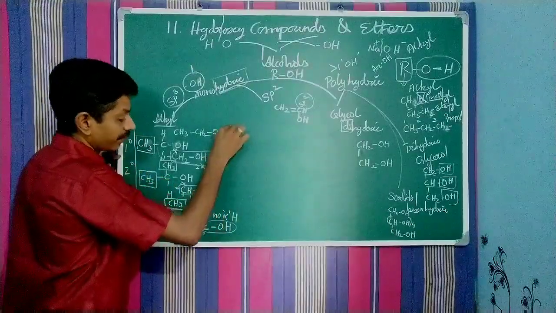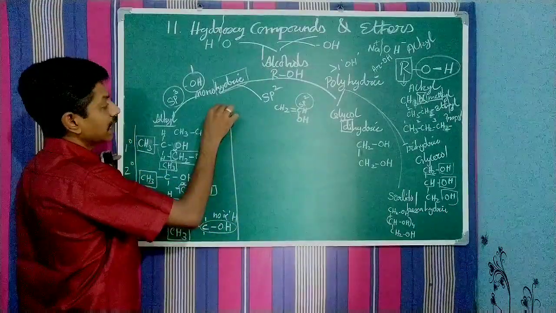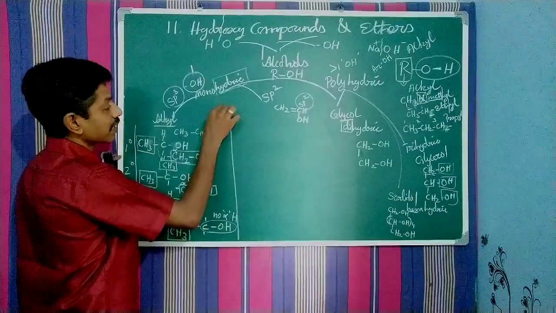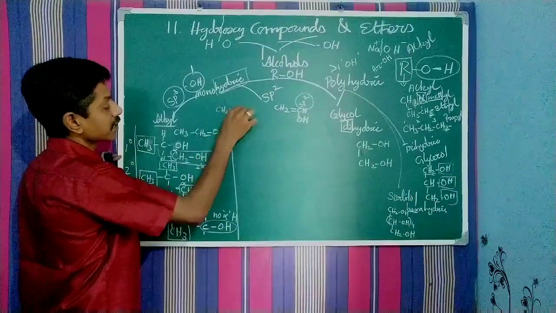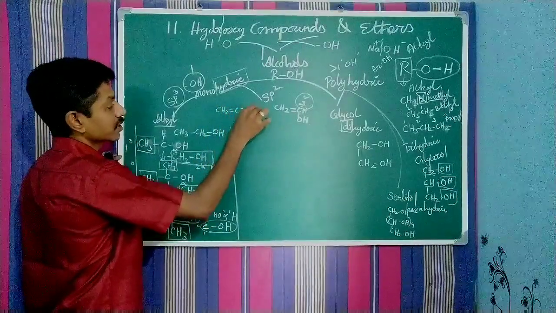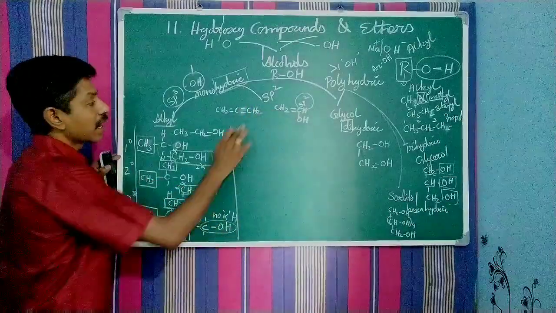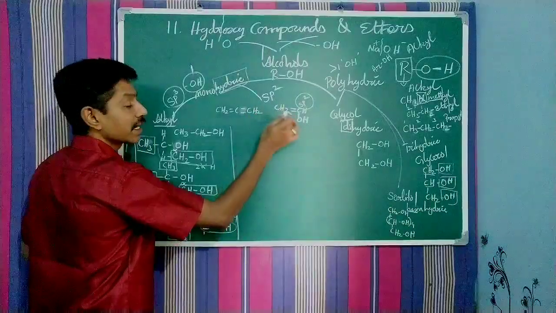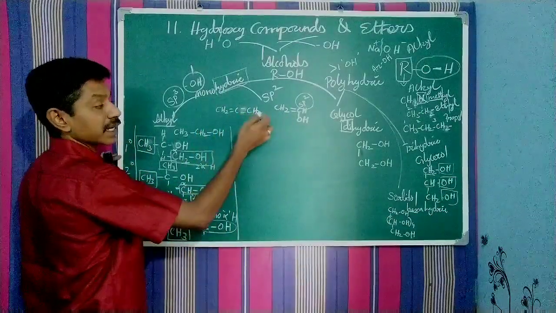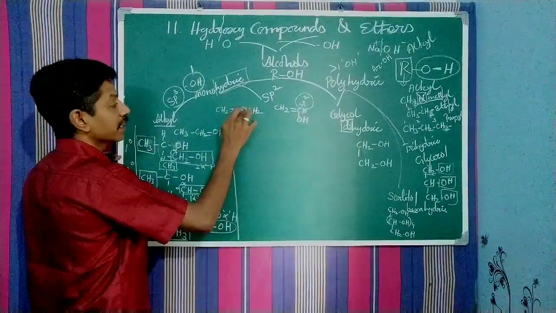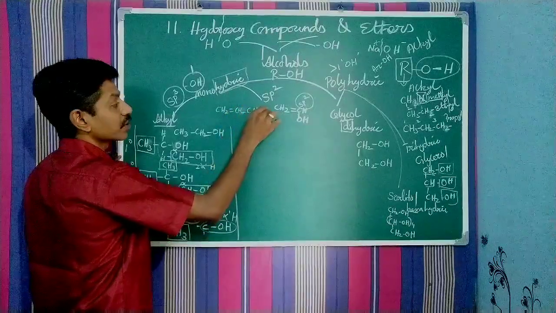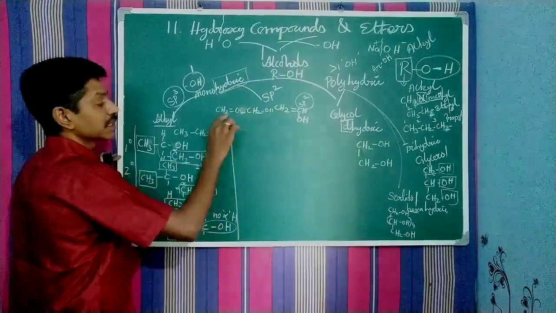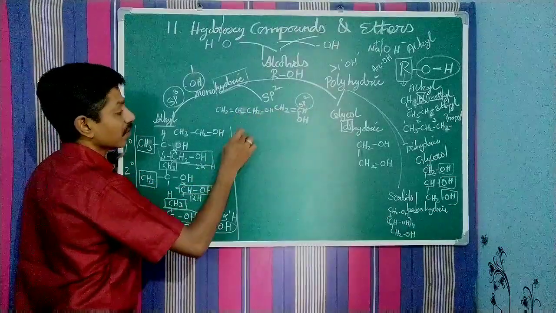And when we talk about allene or allyl group, what is allene gas? CH2 double bond C double bond CH2. This is allene gas. And at one of the positions we add an alcohol, then it becomes allyl alcohol. By breaking the bond, add a hydrogen here and OH group here. So this is called allyl alcohol.